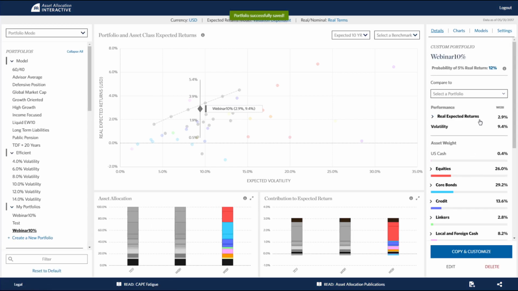There we go, and we can now see that we have an expected return of 2.9% and volatility of 9.5% in a portfolio of strictly public markets that most investors have access to.